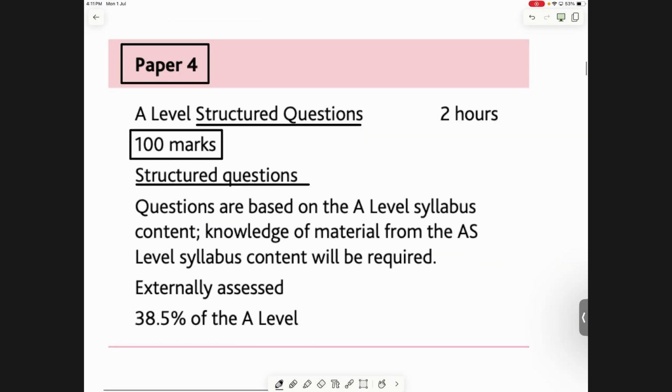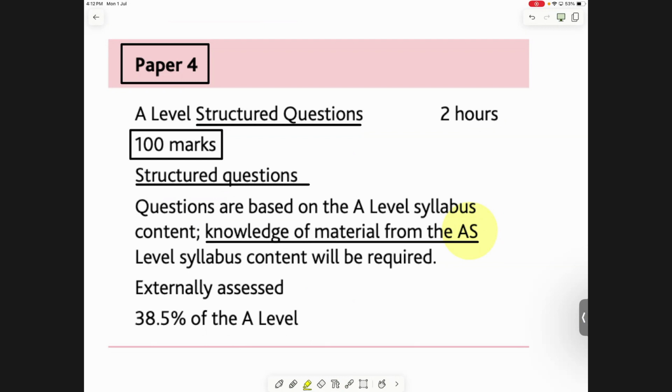They're all structured questions, right? And this part is the one that you should be a little careful about. You also have to know your AS knowledge for your A2 paper. Okay, so you have your AS materials that will come in your A2 as well. I would say that over the years, maybe basic knowledge is enough.